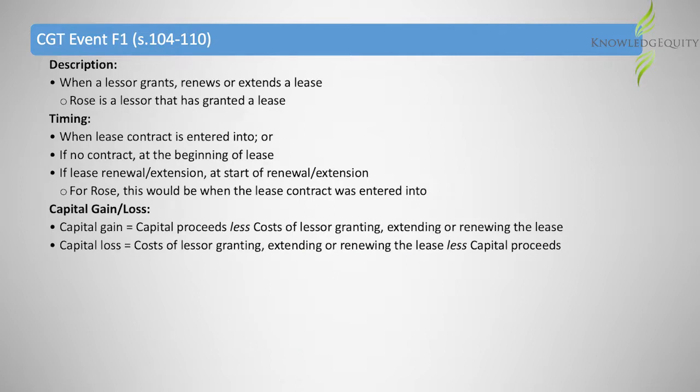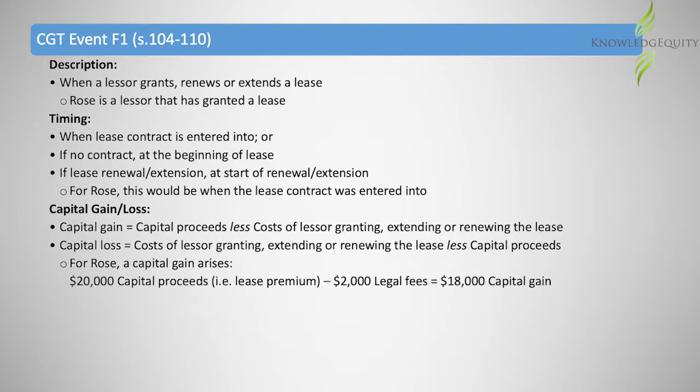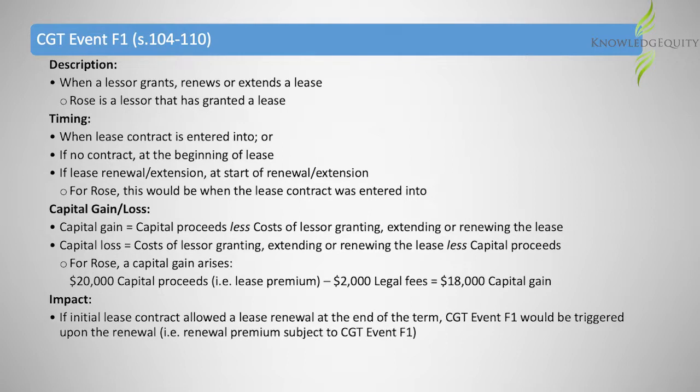The capital gain under CGT Event F1 is the capital proceeds from granting the lease in the form of a lease premium less the costs of granting it. Here, the capital gain for Rose would be equal to the $20,000 lump sum premium, less the $2,000 in legal fees, being $18,000. If Rose's initial lease contract allowed a lease renewal at the end of the term, CGT Event F1 would be triggered upon the renewal. This means that any premium payable upon the renewal will be subject to CGT Event F1.